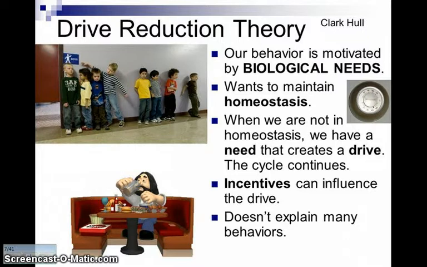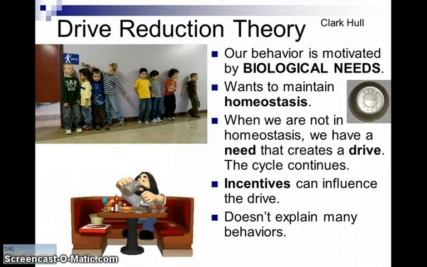But this tends to be a cycle, because a few hours go by and the next thing you know, we start getting hungry again and the drive continues. So that's what's called the drive reduction theory. Now, various incentives, like rewards, can influence the drive. So, for example, we're going to go out and seek food, but what kind of food? An incentive might lead you to look for a particular type of food or drink. Those things can influence our behavior as well.